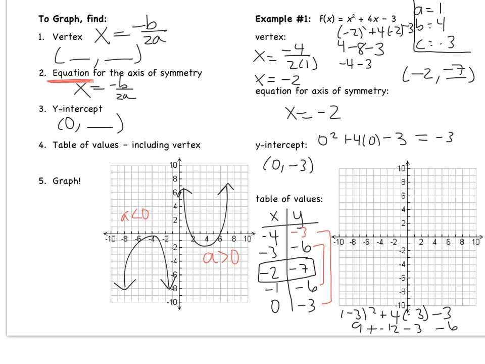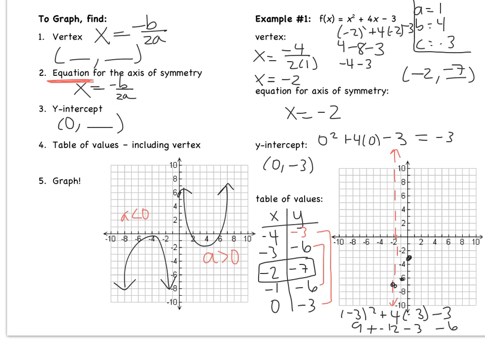Now we're ready to graph. First, you're always going to graph the axis of symmetry. That's a line. I'm going to do it as dotted though. So this is going to go at negative 2. So here's your axis of symmetry. Our vertex is at negative 2, negative 7, which is right here. And then I have negative 1, negative 6, and 0, negative 3.